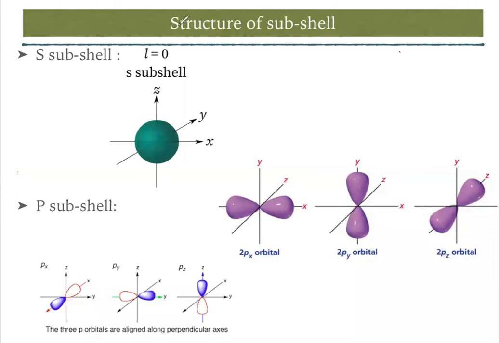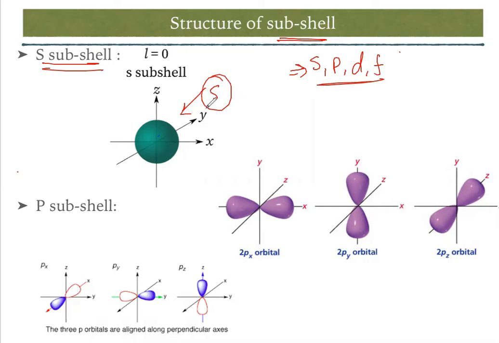So next we'll talk about the structure of subshells. So what are those subshells? Subshells are S, P, D and F. So you remember these 4 subshells. S represents your first subshell, and the shape of S is spherical. So this is spherical, this represents your spherical S subshell. For S, L is equal to 0. Okay. Next one is P subshell. As I already told you, P subshell has 3 degenerate orbitals.